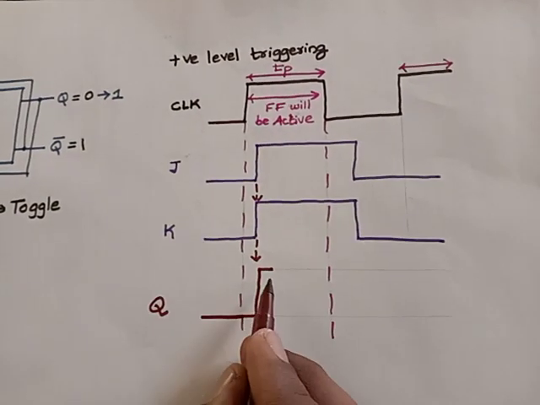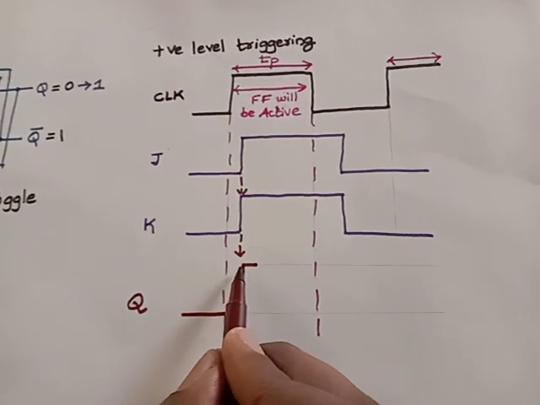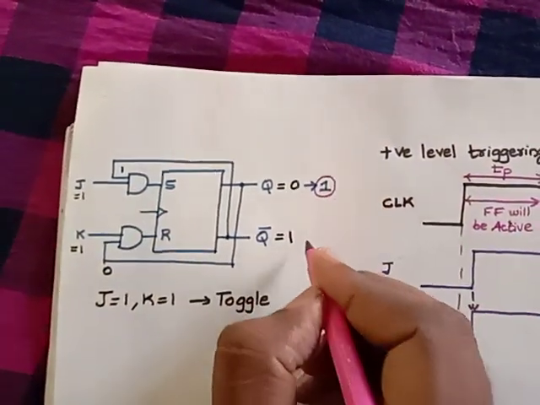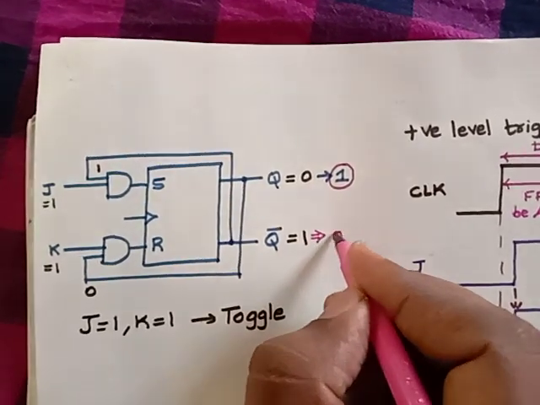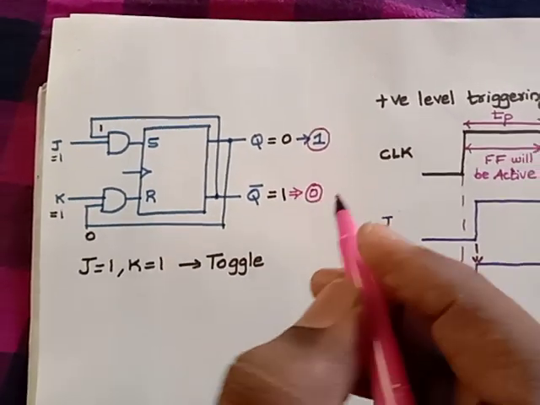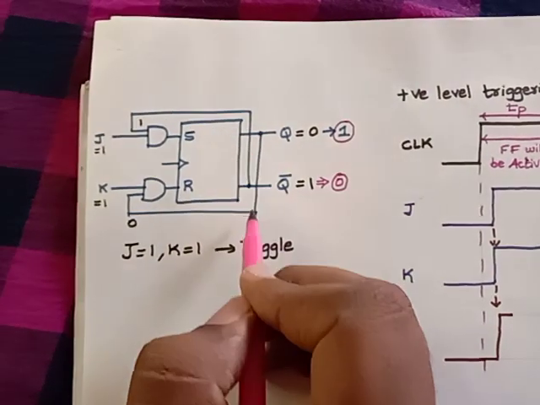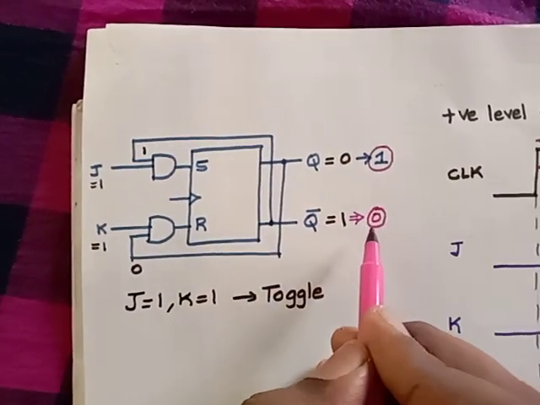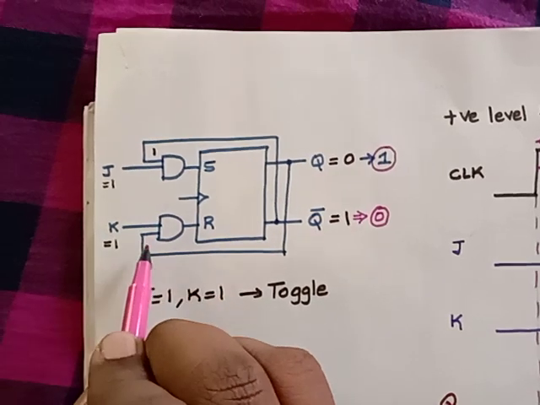Clear? Now we'll take a hold here and we'll come to this discussion. Now we have found out that at this point, Q has already changed to 1. That means here Q is changed to 1 and Q bar is changed to 0, correct? But the problem in your JK flip-flop is the outputs are connected to your inputs. That means whenever there is a change in output, that also affects your input conditions.